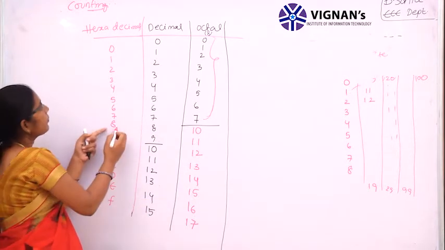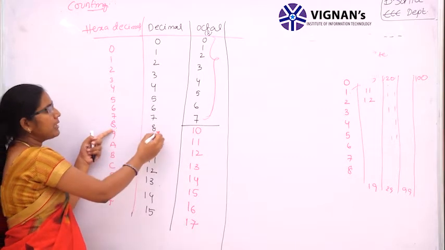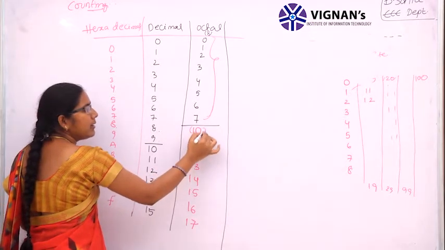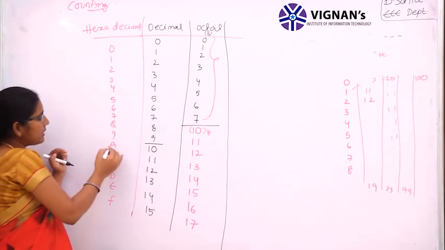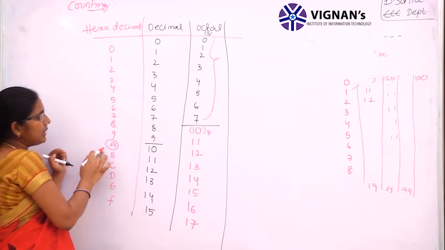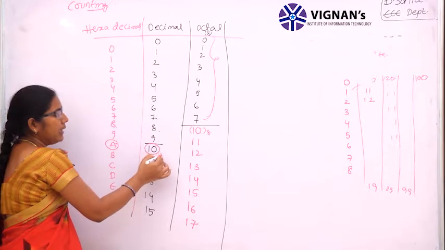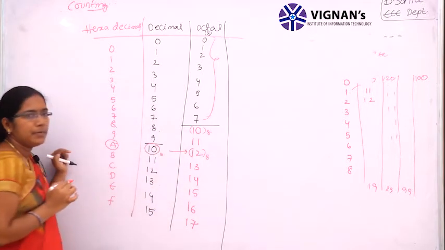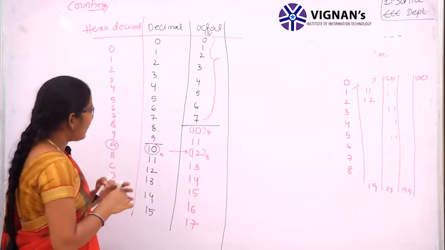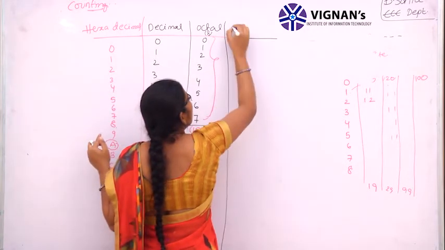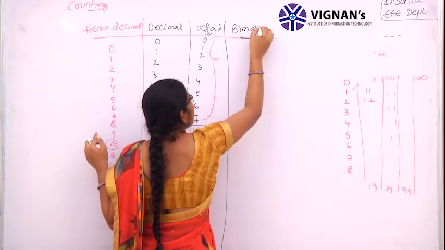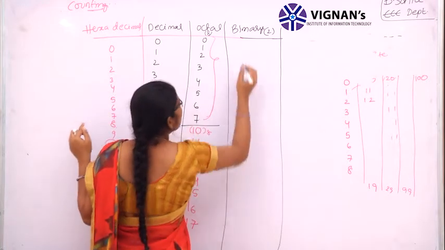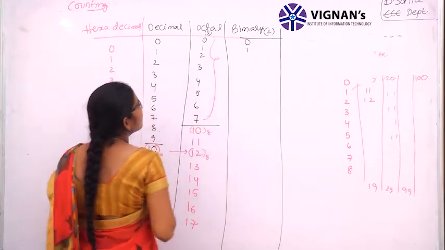Now you just see: hexadecimal 8 is equivalent to decimal 8, but decimal 8 is equivalent to octal 10. Similarly, A in hexadecimal is equivalent to 10 in decimal, which is equivalent to 12 in octal. Similarly, we will compare with one more number system, that is the binary number system. In the binary number system, we have only two unique numbers, 0 and 1.